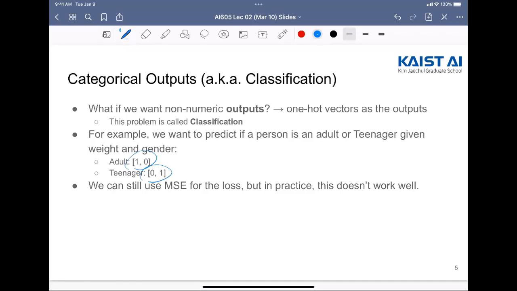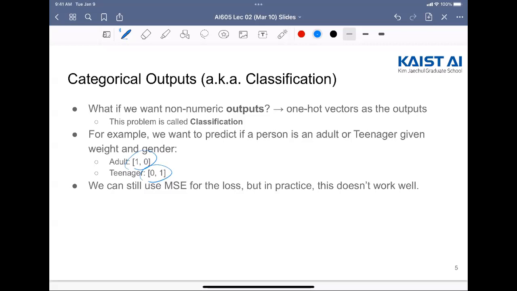Then the difference is that now, instead of having one real-valued output, we have two real-valued outputs. And what we can do on top of that is try to match the prediction. Here the prediction is a vector of two, right? And then we also have the label, which is also a vector. So we're trying to make them as close as possible to each other. There are several ways to do this. Of course, we can still use the mean square error loss.